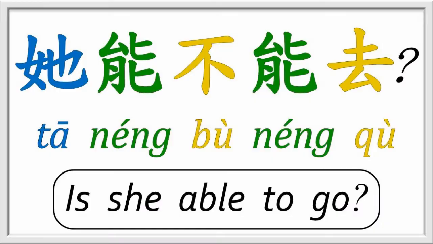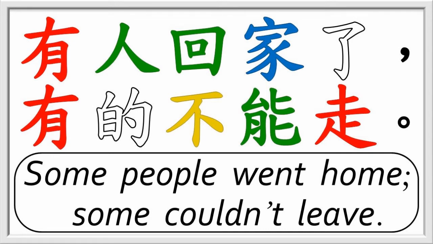Even more common is the use of 能 as an auxiliary verb to express can or be able to. Here's a possible question. 她能不能去? Is she able to go? We can now use two other phrases in today's lessons to create this sentence. 有人回家了，有的不能走. Some people went home, some couldn't leave.